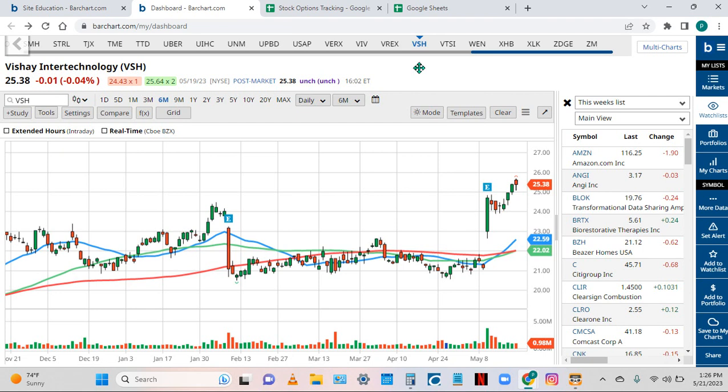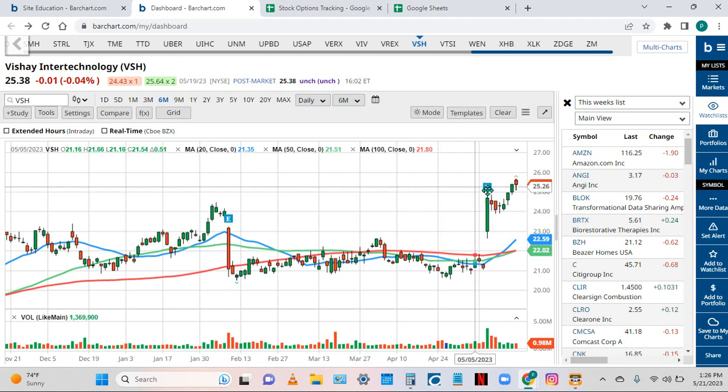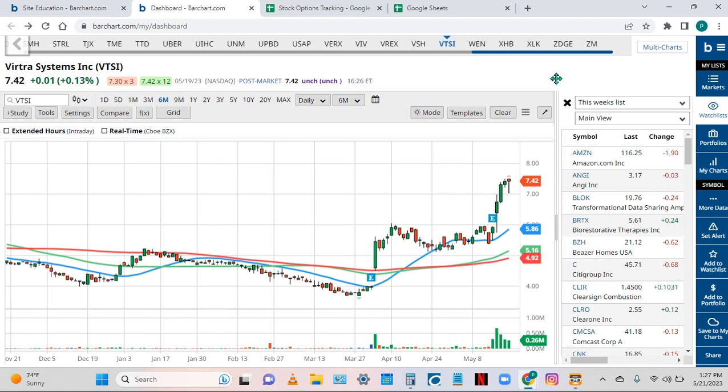Vishay Technology, that looks like it's already kind of made the turn up. Yeah, we're closing over all this consolidation. We're closing over this major pivot, and it actually pivoted almost right in that area, so that looks higher. Vertra Systems, symbol VTSI.